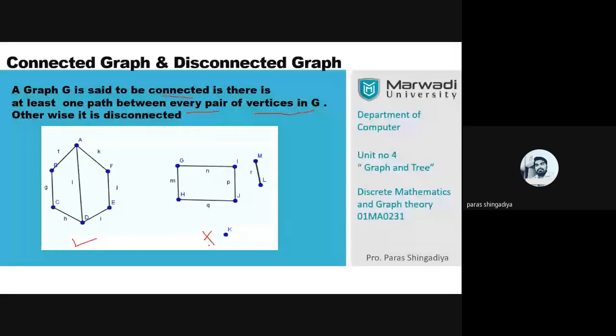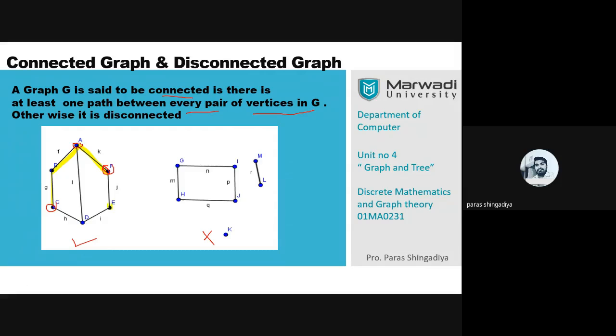So what is a connected graph? Think about any two vertices of this graph. There exists at least one path between these two vertices. Let us think about vertex C and vertex F. I need to check the path between these two vertices. There is a path: you can reach from C to A, then B, and then F. That is one path between two vertices.